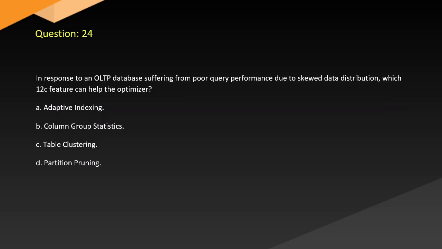Question 24. In response to an old database suffering from poor query performance due to skewed data distribution, which 12c feature can help the optimizer? A. Adaptive indexing. B. Column group statistics. C. Table clustering. D. Partition pruning.